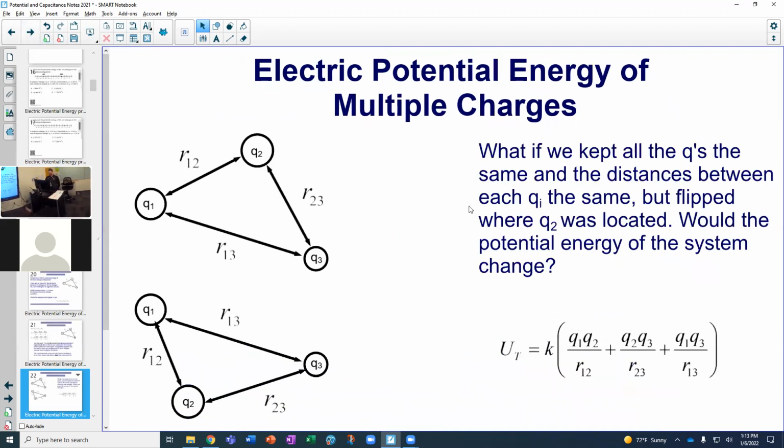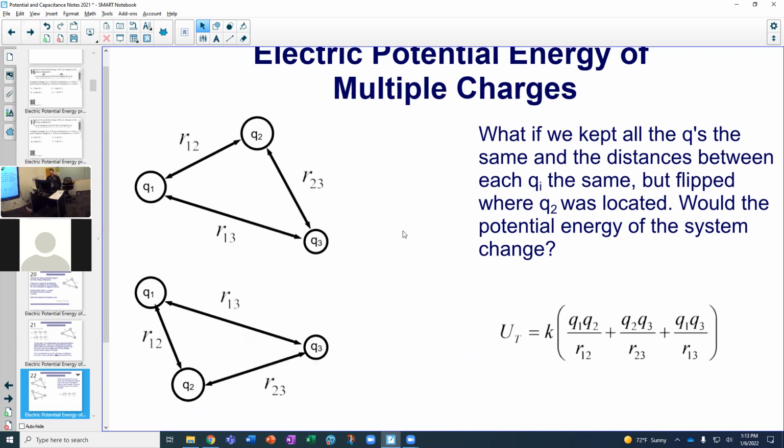All right, electric potential energy of multiple charges. What if we keep all the Q's the same in terms of their value, and we keep all the distances the same, but we flip where the Q2 is, so we change the shape of the triangle that way? Would the potential energy of the system be the same or different?